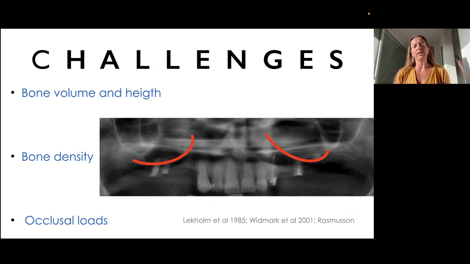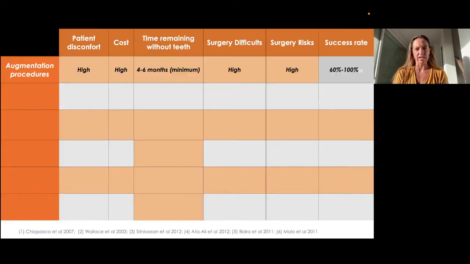So the challenges are not only in terms of bone volume and height, but also the bone density. Usually in the posterior areas of the maxilla, we have a tendency to have bone with less density. We have D3, D4, and besides this, we have bigger occlusal loads in those areas because it's very, very near the TMJ, and basically you'll have a big masticatory function and big loads in those areas.